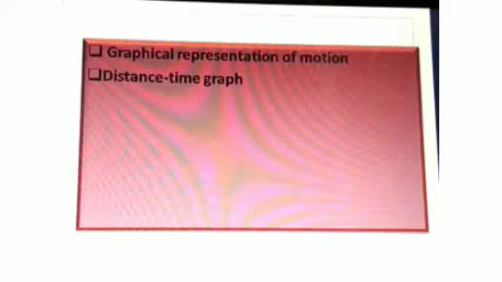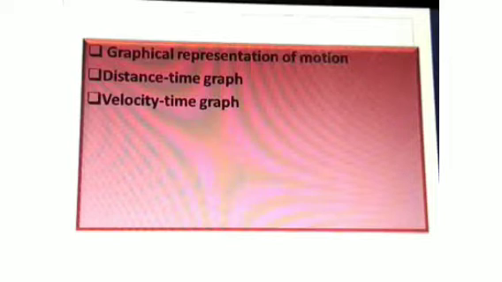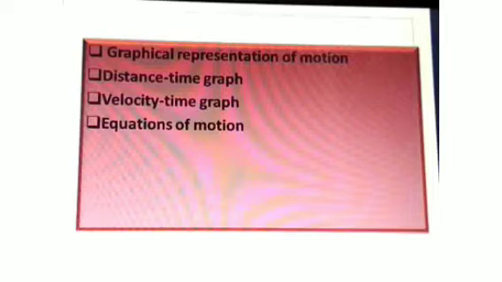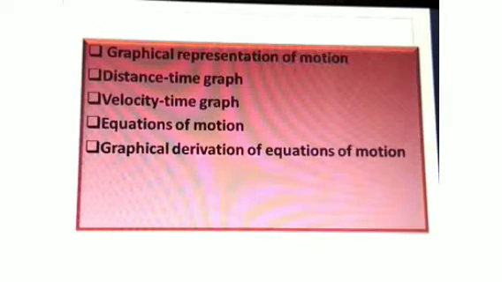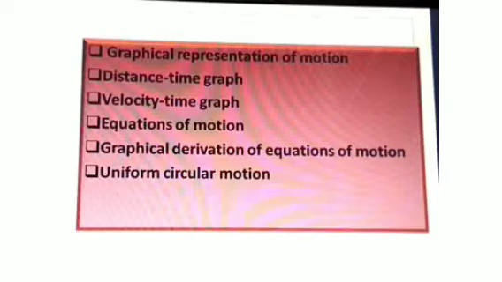Graphical representation of motion. In this, we learned two types of graphs, that is, distance-time graph and velocity-time graph. In a distance-time graph, distance is along the y-axis and time is along the x-axis. In a velocity-time graph, velocity is along the y-axis and time is along the x-axis. Equations of motion and the graphical derivation of equations of motion. Then we discussed uniform circular motion.